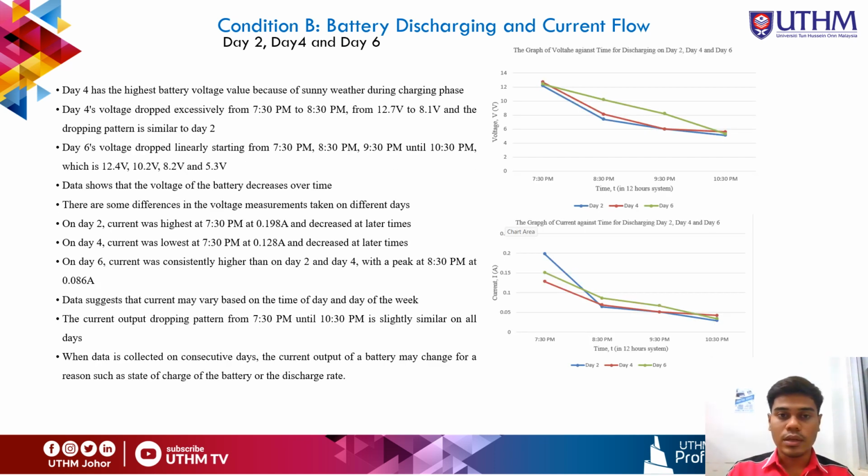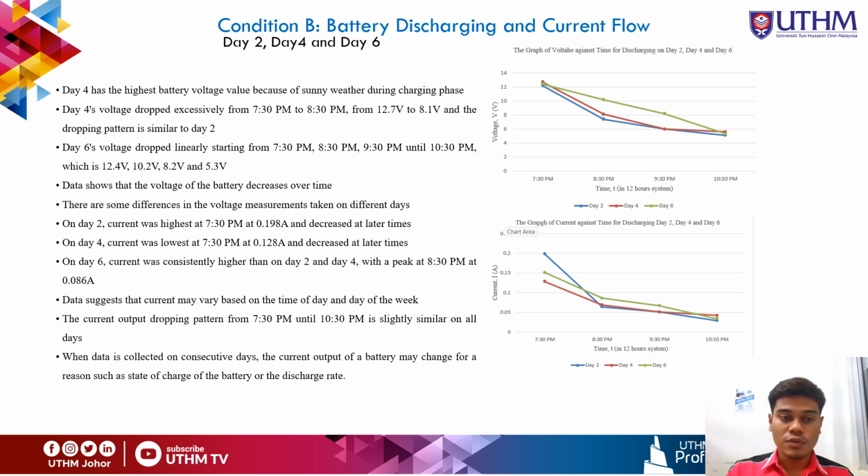This part is the analysis for battery discharging and current flow for day 2, day 4, and day 6. As we can see on the graph, day 4 has the highest battery voltage value because of sunny weather during the charging phase. Day 4's voltage dropped excessively from 7:30 pm to 8:30 pm, from 12.7 volt to 8.1 volt, and the dropping pattern is similar to day 2. Day 6 voltage drops linearly starting from 7:30 pm, 8:30 pm, 9:30 pm until 10:30 pm, which is 12.4 volt, 10.2 volt, 8.2 volt, and 5.3 volt for the last time.